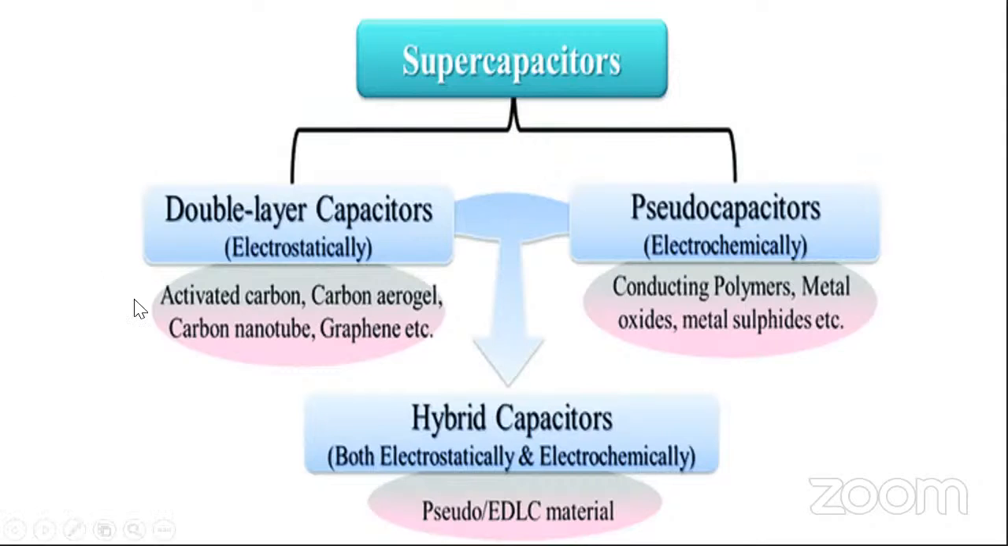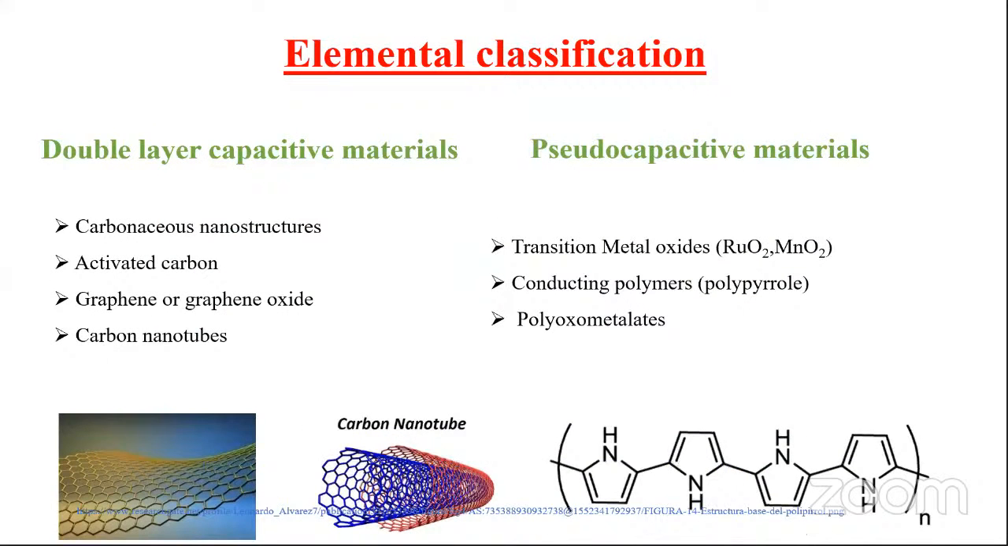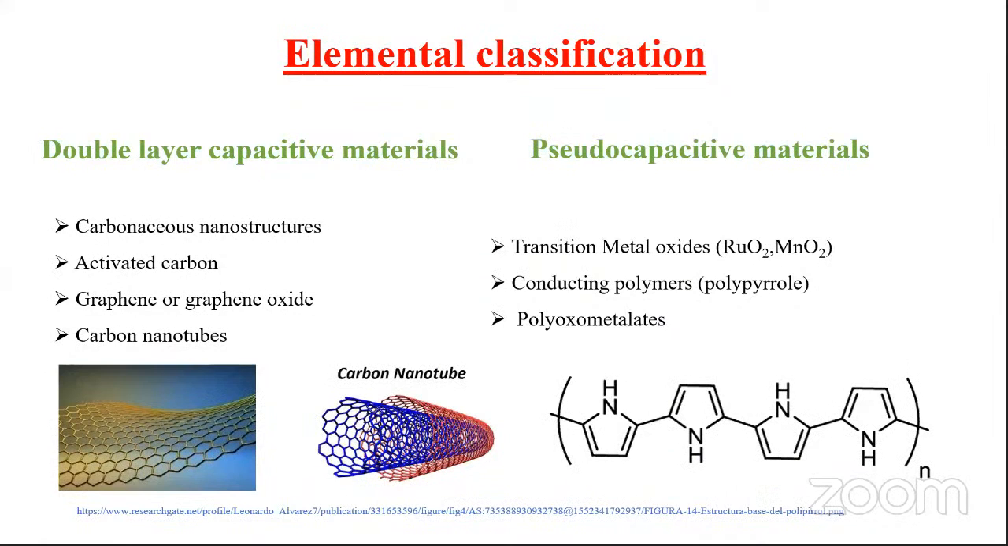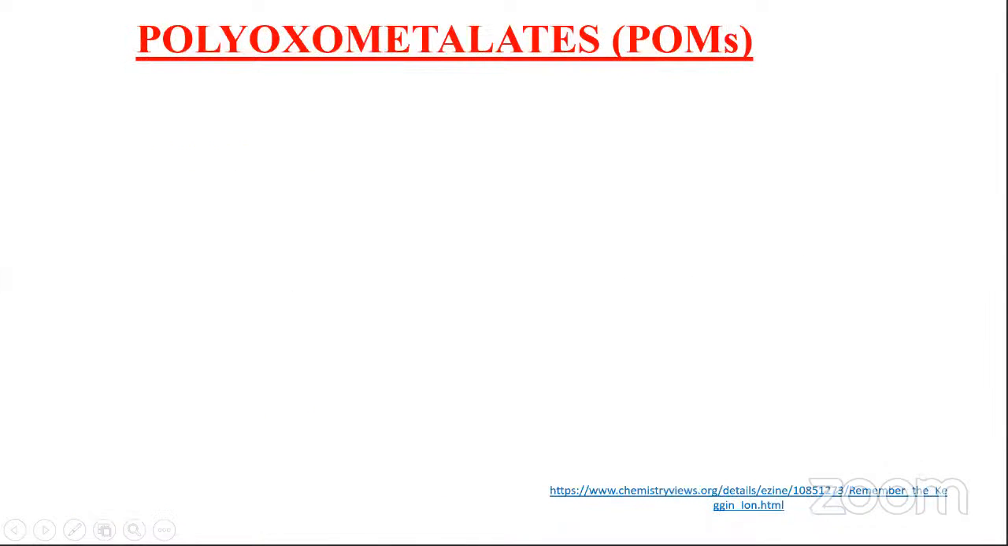If you select one material from the double layer capacitors and one from the pseudocapacitors, that material becomes a hybrid capacitor. It will show both properties, so it will show a very good capacitance as a supercapacitor. Once again, I am showing the classification. For the double layer capacitor, that is EDLC, we can take activated carbon, and for the pseudocapacitor we can use polyoxometalates, conducting polymers, etc.